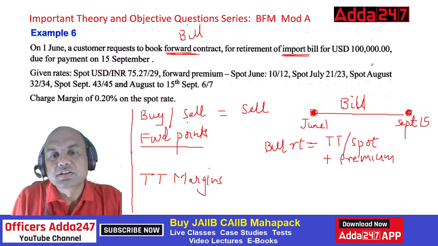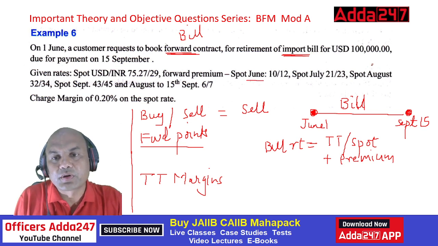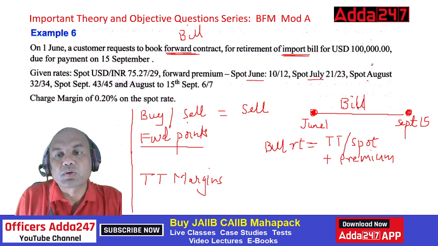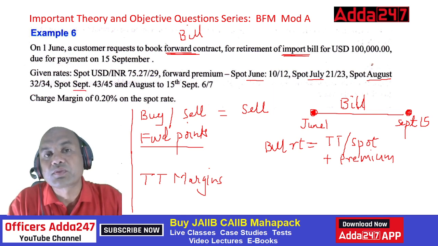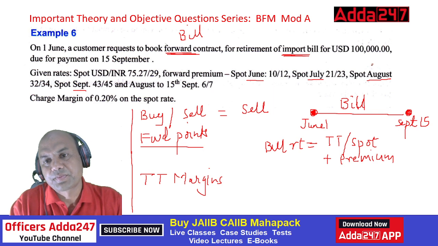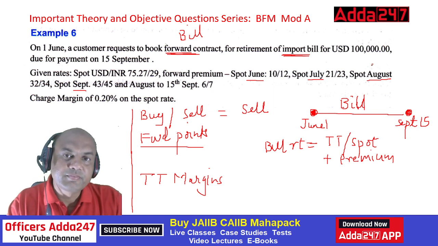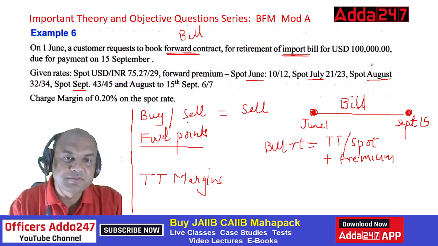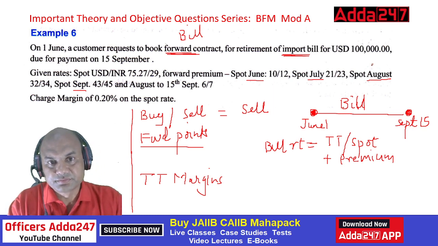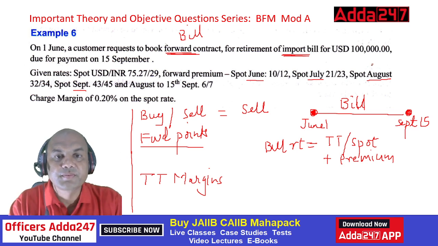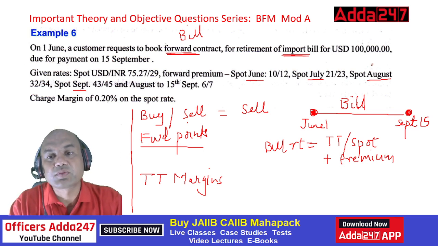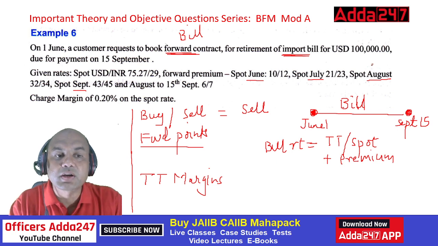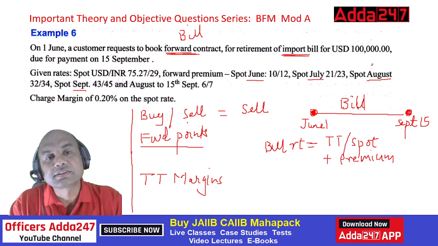Look at this. Spot June is given. Spot July is given. Spot August is given. Spot September is given. So which rate should I take for September 1? Tell me fast. Which rate should I take for September 1? Should I take the August rate or should I take the September rate?